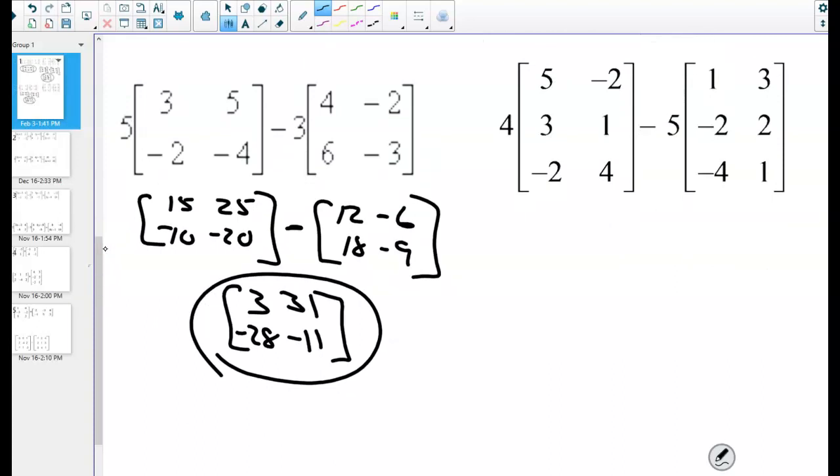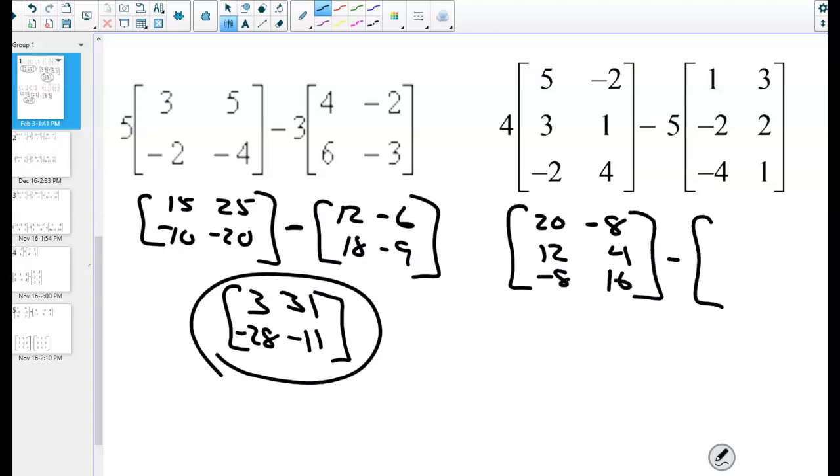My final one, same deal. I'm distributing a 4. 20, negative 8, 12, 4, negative 8, 16. Minus, it's multiplying through by 5, not negative 5. 5, 15, negative 10, 10, negative 20, 5.